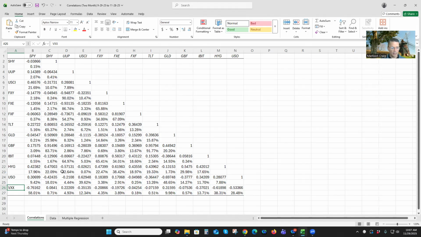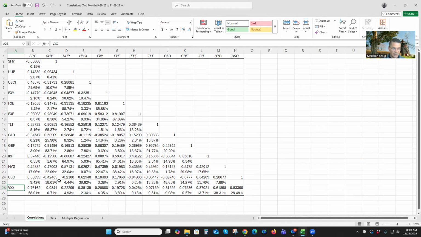So the variable on the left that has the strongest correlation with SPY, or the S&P 500, is the VIX, and the VIX accounts for 58.01% of the variance on SPY. That is the strongest correlation. Please note it is an inverse relationship. So as the VIX or VXX goes up, SPY will go down by 58.01% of the variance.